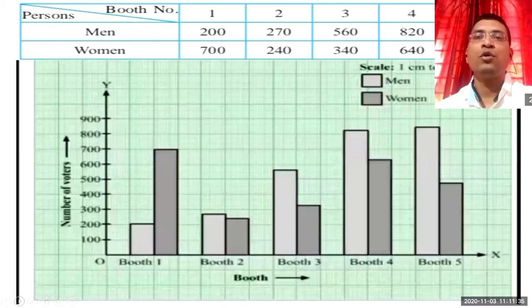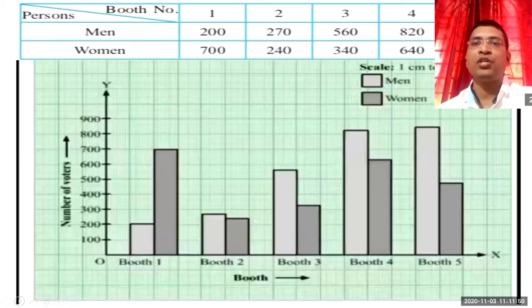So in booth number 2, how many men came? 270 men came. And women, 240 women came. Look at the next, booth number 3: men 560 and 340 women came at booth number 3. So the graphs were drawn till 270 and 240, which is very simple to draw and very interesting. While drawing, you will notice it is very simple.